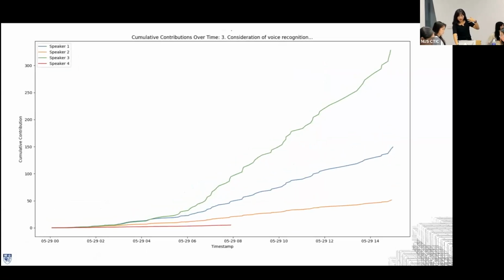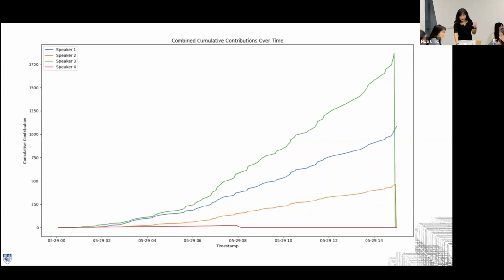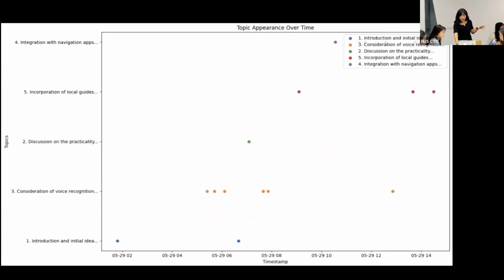For example, this group was thinking about something related to voice recognition. So they spent a lot of time discussing voice recognition, and we can see that speaker 3 is the one who's contributing the most. Of course, in the end, we will normalize the time, because influence is not just about the amount that you say, right? It's about even controlling for the amount someone spoke. Are people actually listening to this person's idea? So we can see what's going on during the team process.